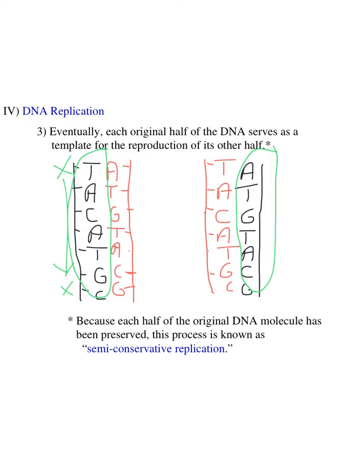Now, since the original left half of the parent strand and right half of the parent strand still exist, this is called semi-conservative replication. Each new strand has half of the original DNA. Kind of cool. In this way, the genetic code can be copied, but also preserved generation to generation.